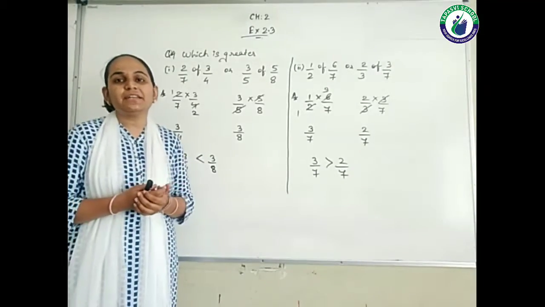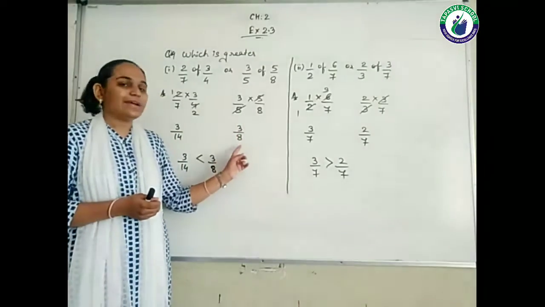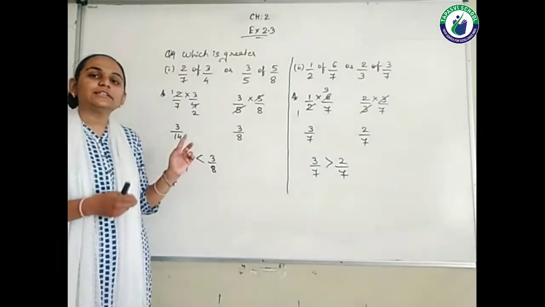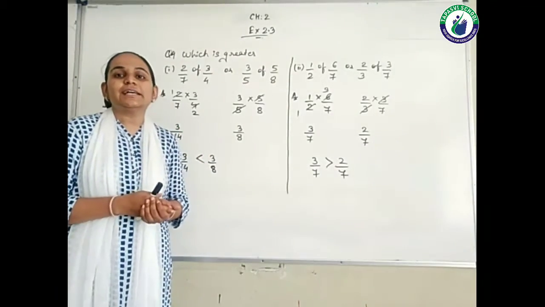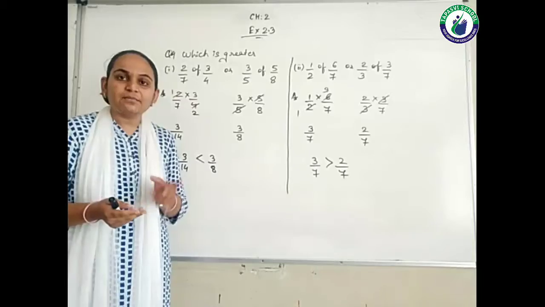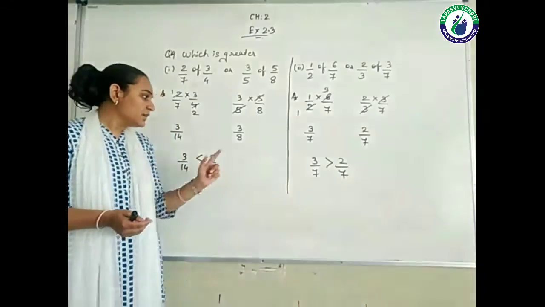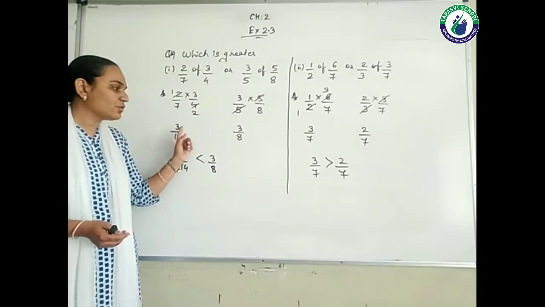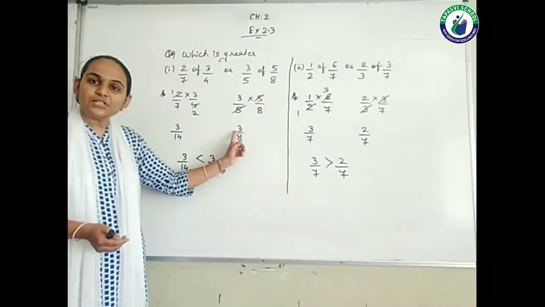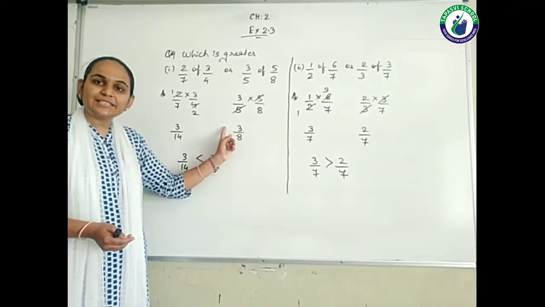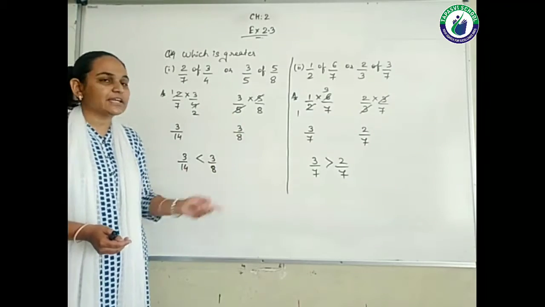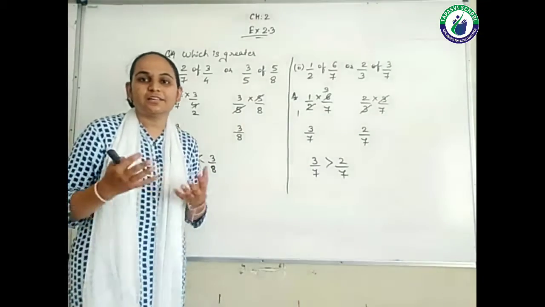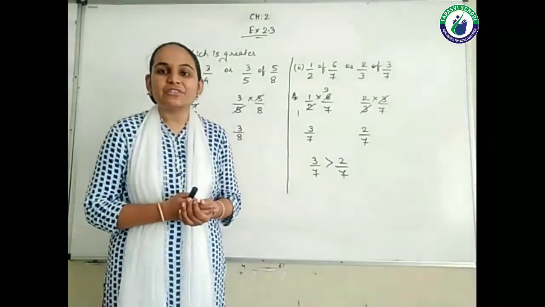Or else you can even divide also: divide 3 by 8, divide 3 by 14. Then also you are able to tell which one is greater. There is a third way also: you can multiply in the cross. 8 threes are 24 and 14 threes are 42. So this particular side is greater, so this particular fraction is greater. So we have three ways to write down the answer.